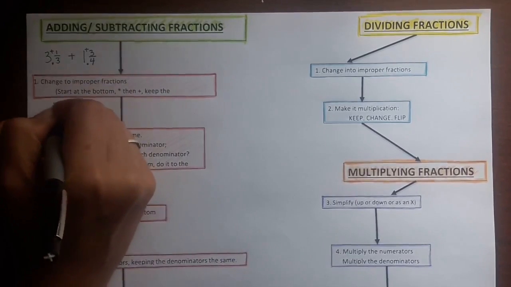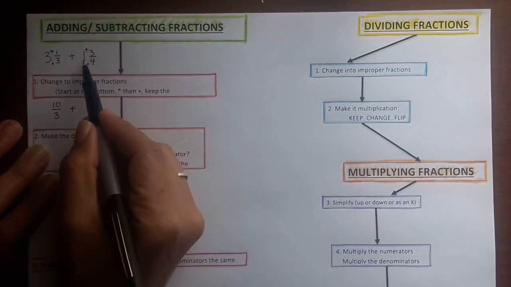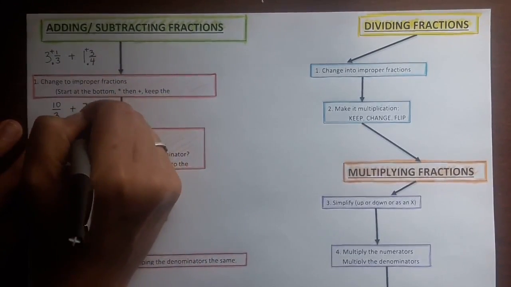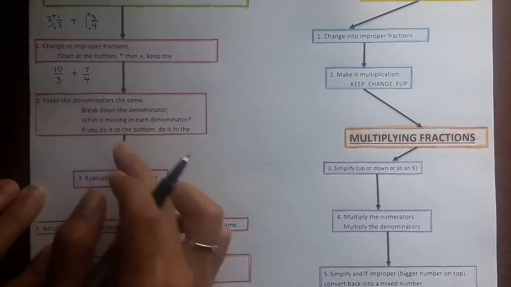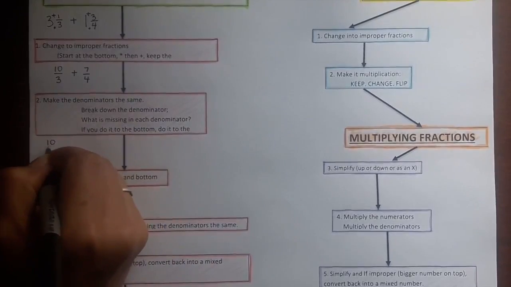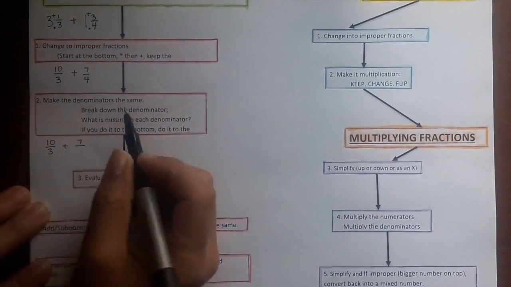3 times 3 is 9, plus 1 is 10 over 3. 4 times 1 is 4, plus 3 is 7 over 4. Next step is to make the denominator the same. What you have to do is break down the denominator. So can I break 3 down? No. I can break 4 into 2 times 2.